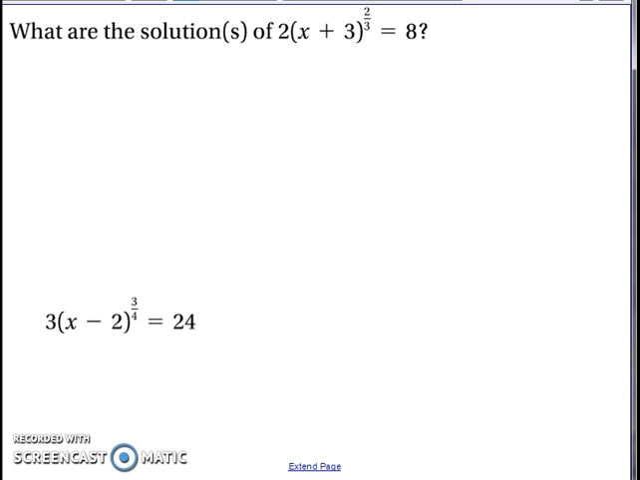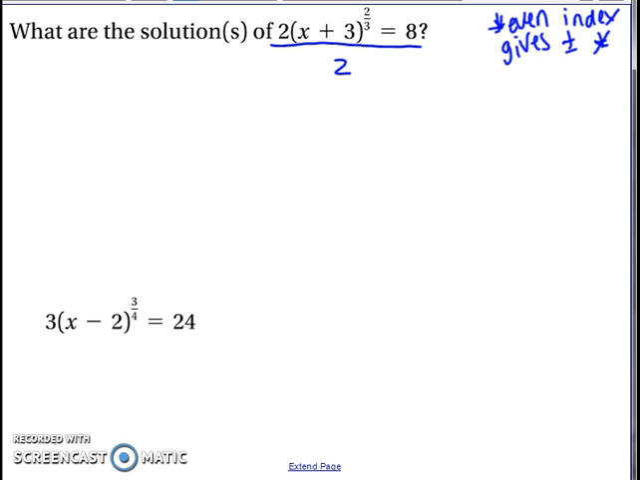Okay, so what are the solutions of these? Well, the only thing we need to remember, I'm going to put a little asterisk up here. Even index gives plus or minus. So when you have an even index, like the square root or the fourth root or something, you have plus or minus. So if we look at this original problem, we want to isolate the radical.